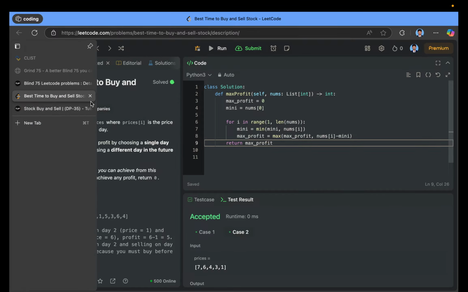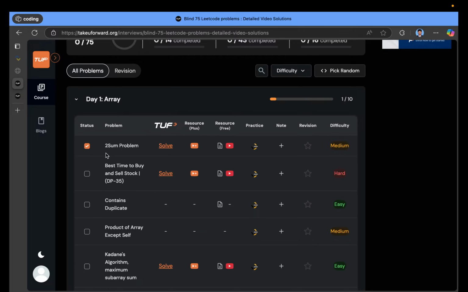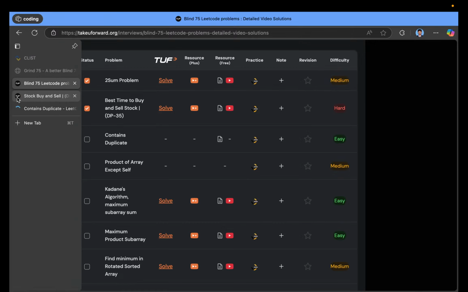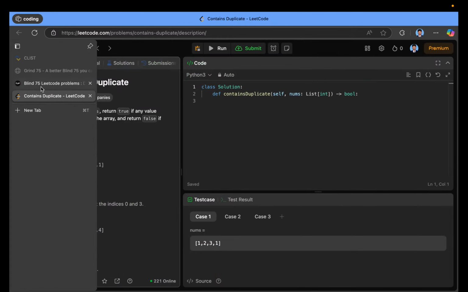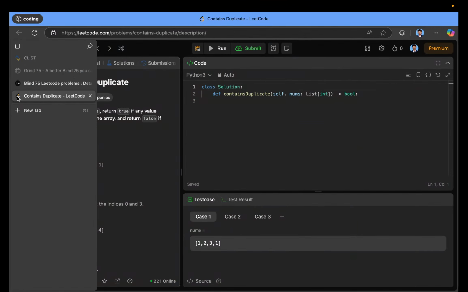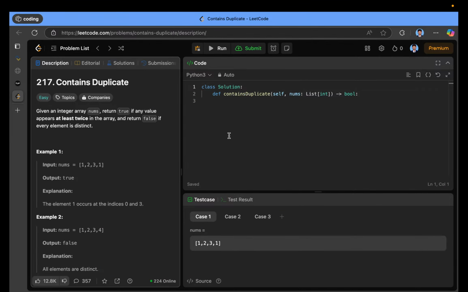Okay, let's go with the third. Let's see which one this is. Contains Duplicate. Wow. He also said that it is a hard question. Yeah, very hard if you have never solved this previously. Okay, let's see what this is. Given an integer array nums, return true if any value appears at least twice in the array, and return false if every element is distinct.